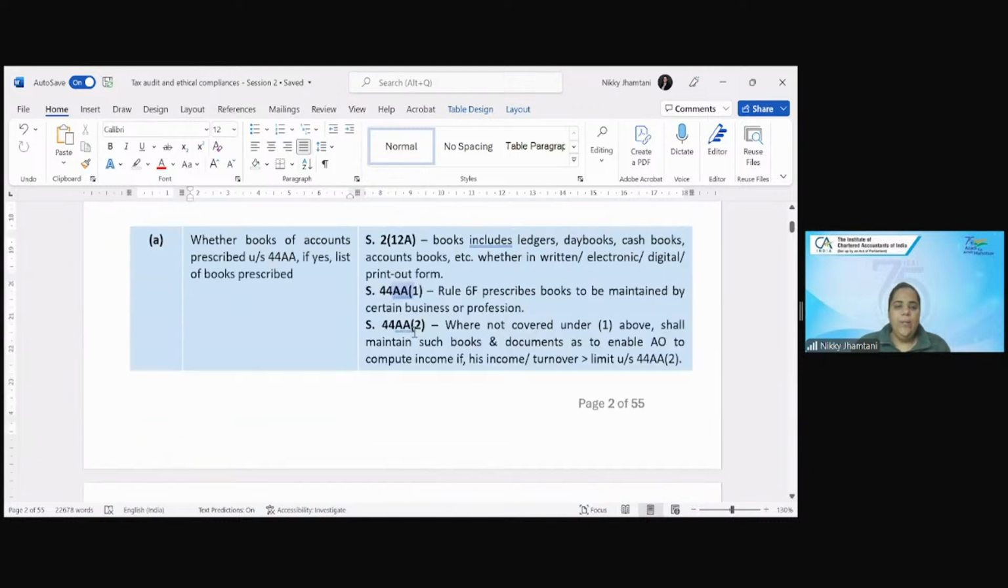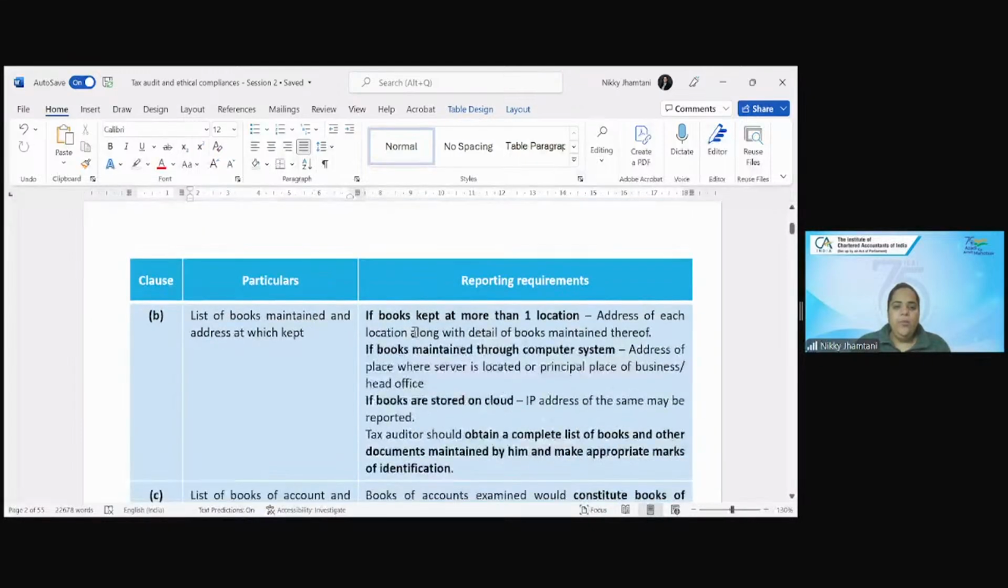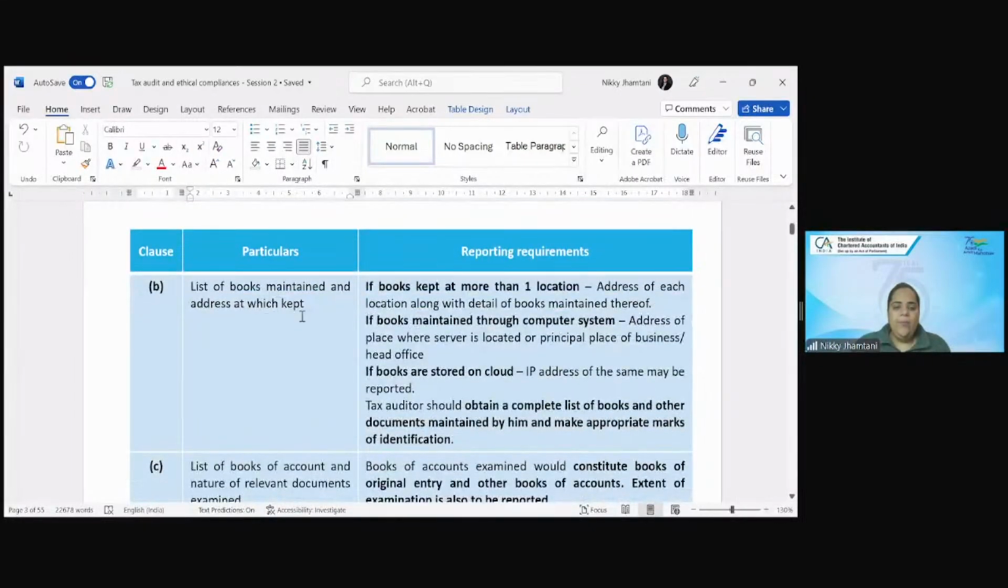Then clause B of 11, list of books maintained and address at which kept. If books kept at more than one location, address of each location along with the details of books mentioned thereof. If you are maintaining at more than one location, then we have to mention the address of each location, and also mention details of which books are being maintained.